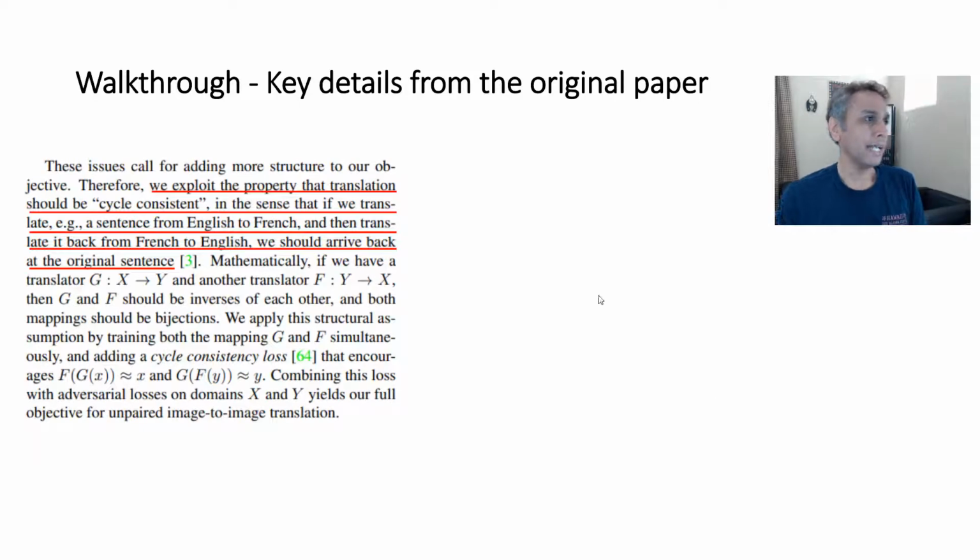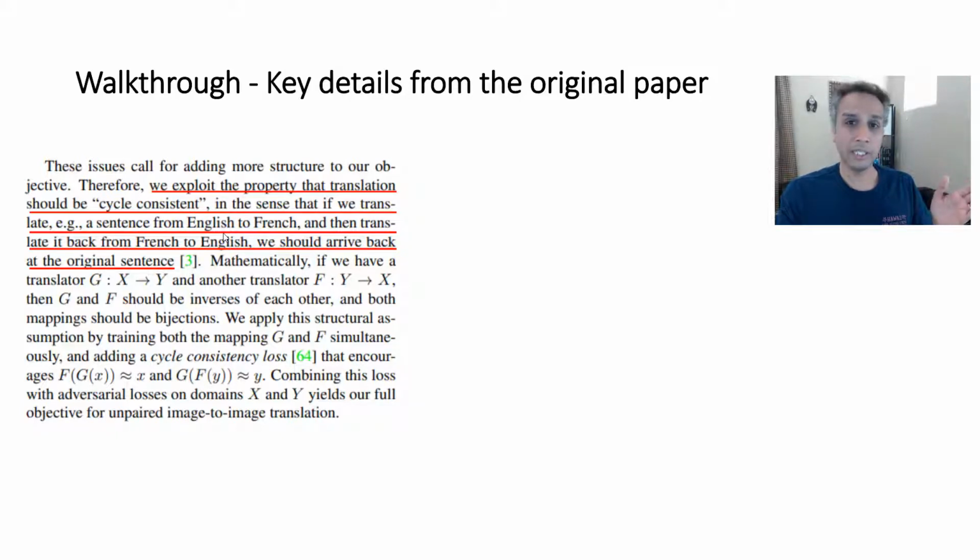Moving on, they exploit the property that translation should be cycle consistent. There are a few terms that I want you to make sure that you understand. One of these terms, as part of CycleGAN, obviously it's in the name, is cycle consistency. What does that mean? Well, they clearly explain that here.